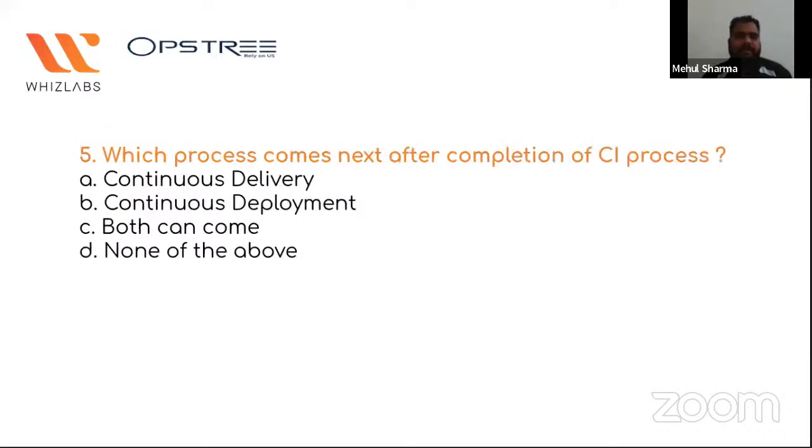Okay. And next thing is, which process comes next after the CI process? There were options like delivery and deployment. Actually, both are possible: it could be continuous delivery, or it can be continuous deployment as well. So the answer will be C. Both can come.